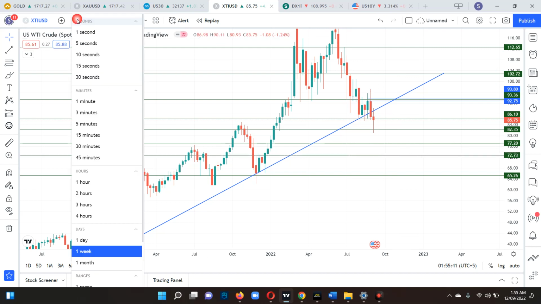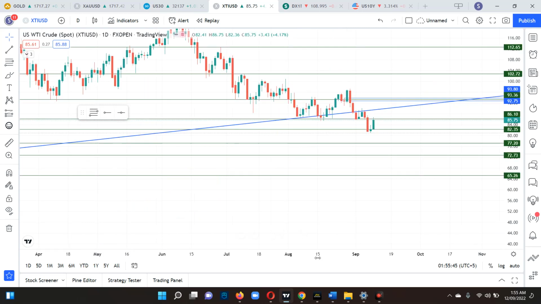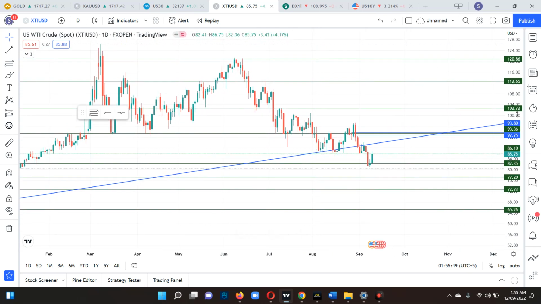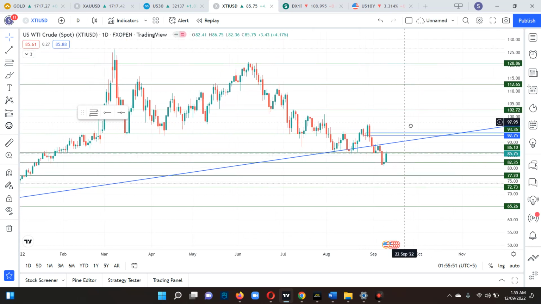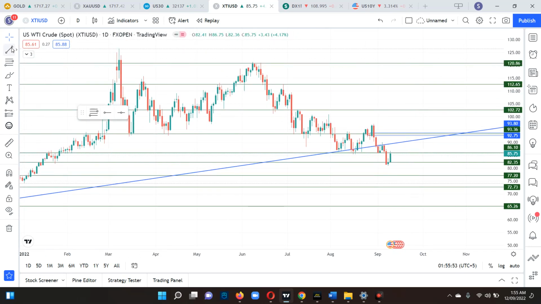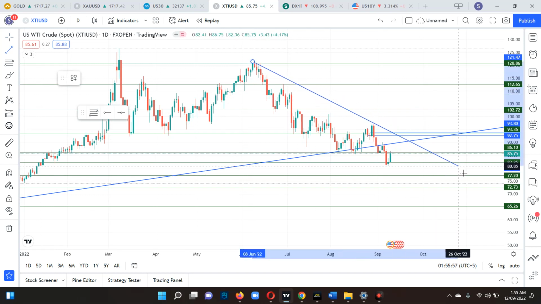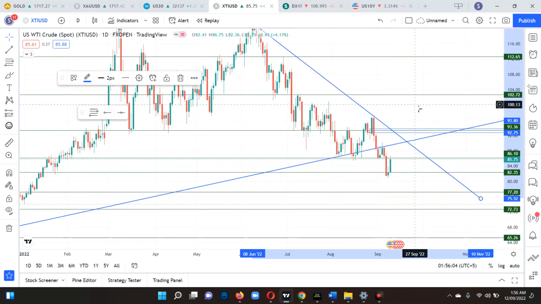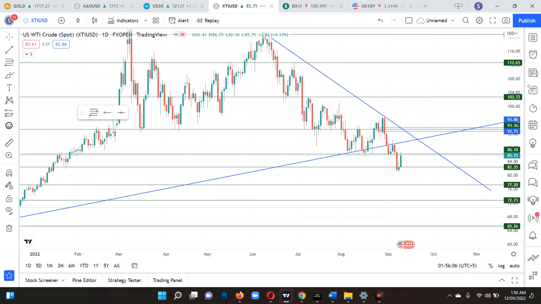So now let's move toward the daily time frame chart of oil, where we can see properly whether the market is going to move upside or downside. If you look at the daily time frame chart, you can see that previously the market was also trending in between. This is what I am seeing right now on oil, and this is what the market was doing.